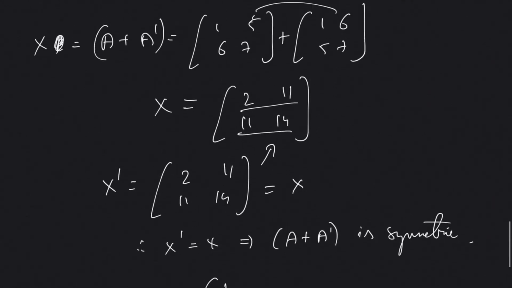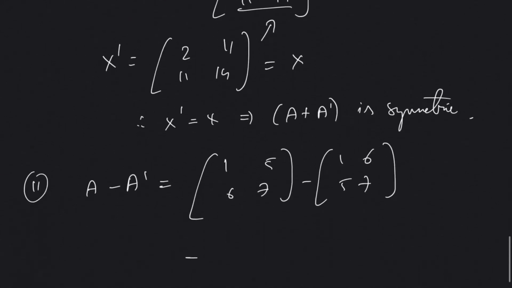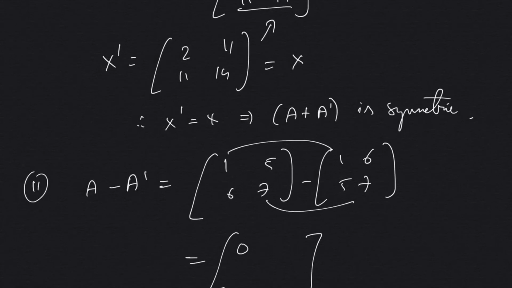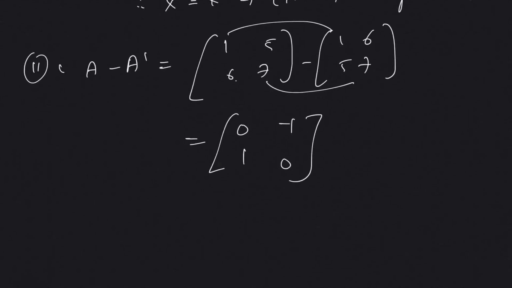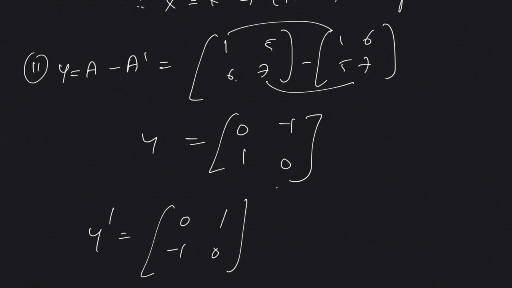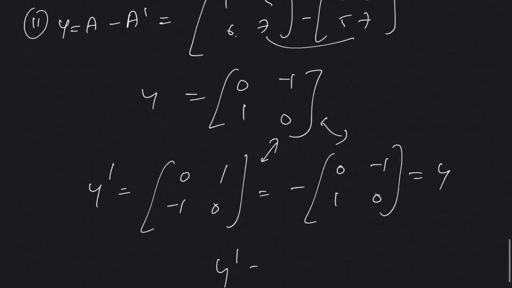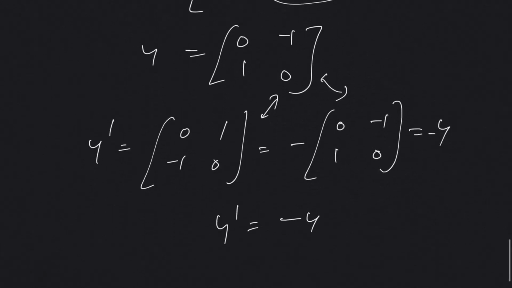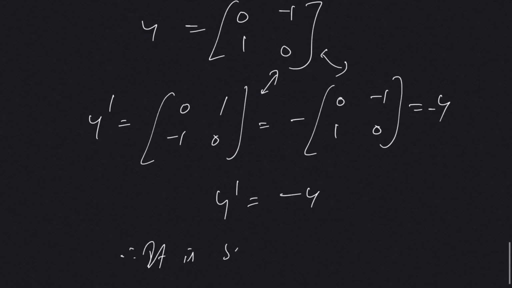Let's try to find A minus A transpose: 1 5 6 7 minus 1 6 5 7. Remember the theorem which states that all the diagonal elements of a skew symmetric matrix should be 0. Exactly so. 1 minus 1 is 0, 7 minus 7 is 0, isn't it? 5 minus 6 is minus 1, 6 minus 5 is 1. Let's denote this by Y. Now let's get its transpose: 0 minus 1, 1 0. This is not the same, but if we take the negative, 0 minus 1 plus 1 0, I believe it's the same matrix Y. So Y transpose is equal to minus Y. Therefore it is a skew symmetric matrix.